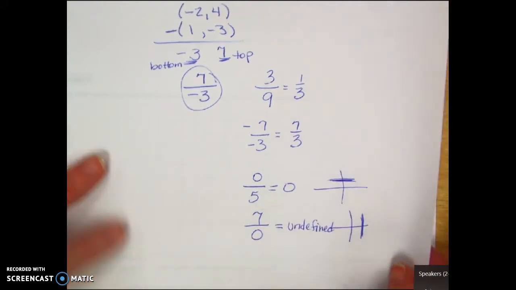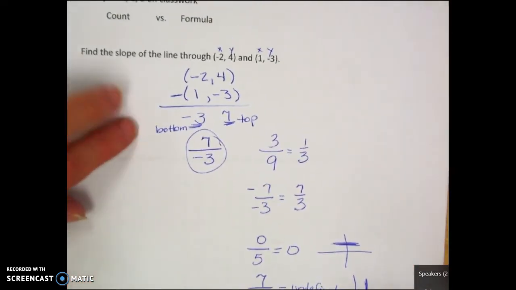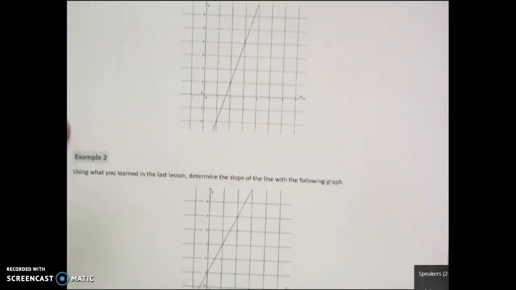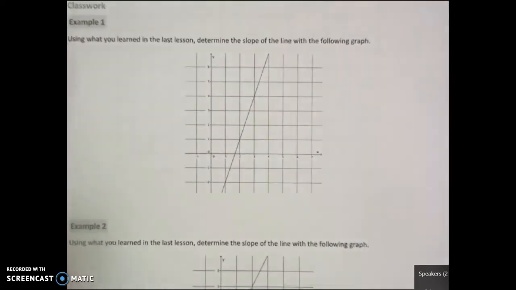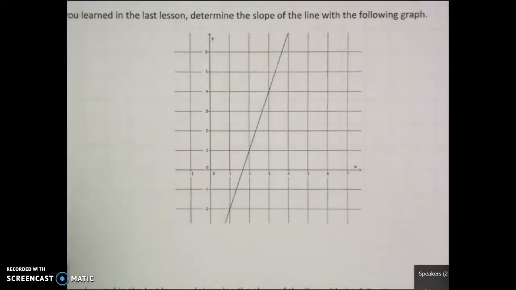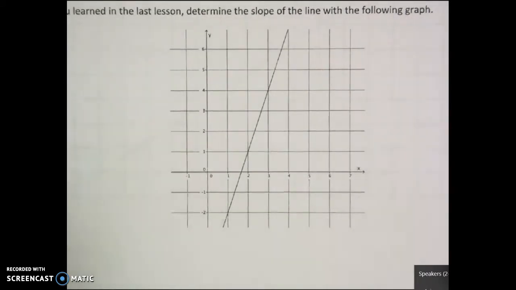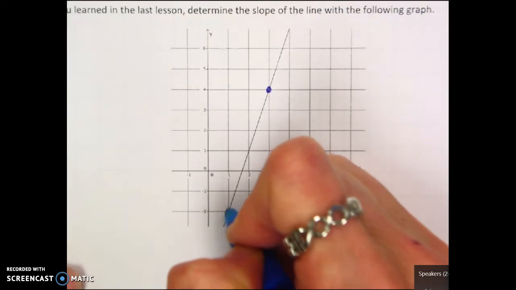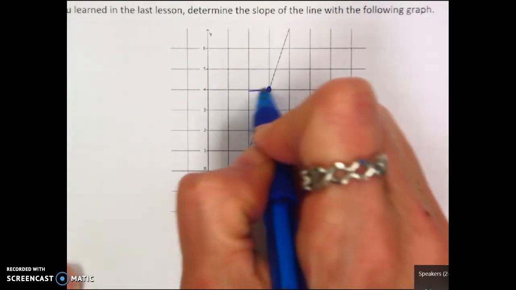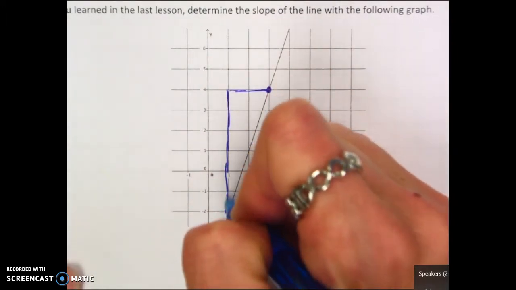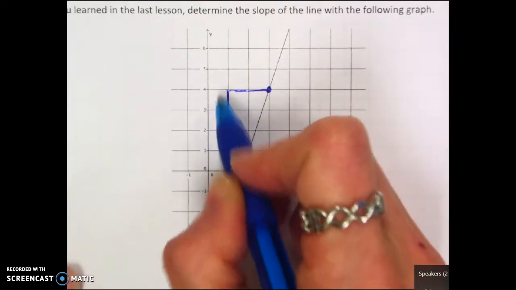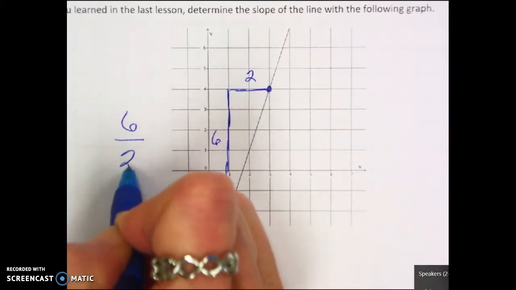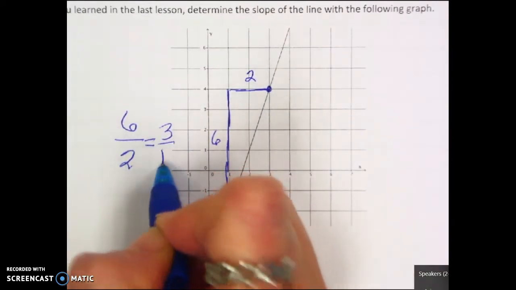Okay, now I want you to be able to see that this formula actually does work. Doing this does work to find the slope. So we could plot these points, but what I'm going to do is show you on this problem right here. We can look and we can count spaces to get the slope. So let's use this point and this point. So we can count, find the slope. 1, 2, 3, 4, 5, 6, rise, run 2. So our slope by counting is 6 over 2, which also reduces to 3 over 1, or just 3.